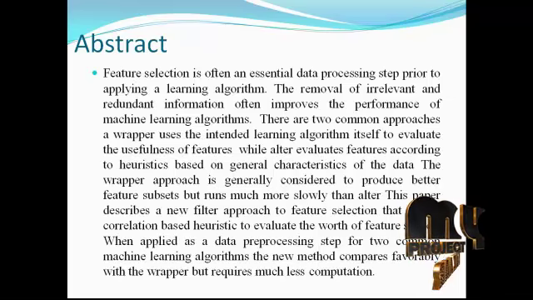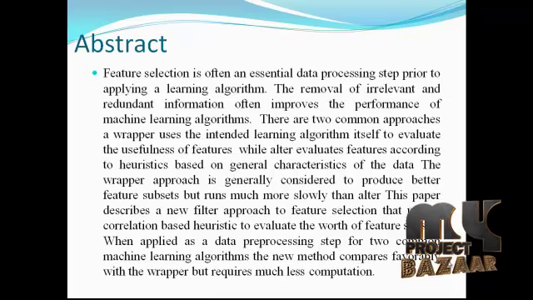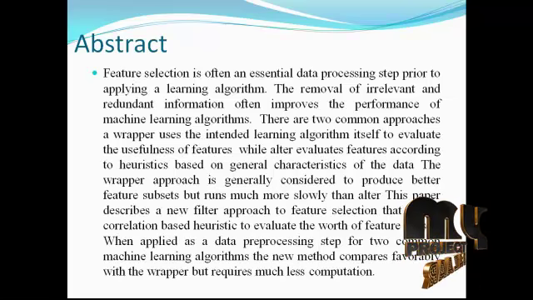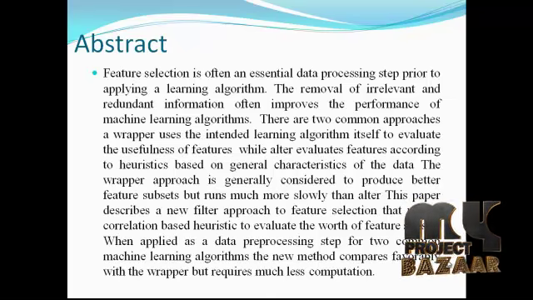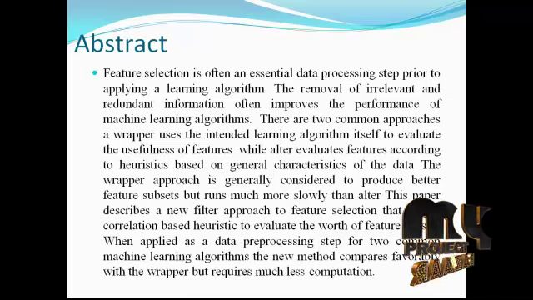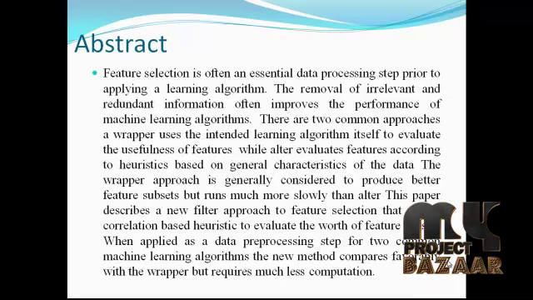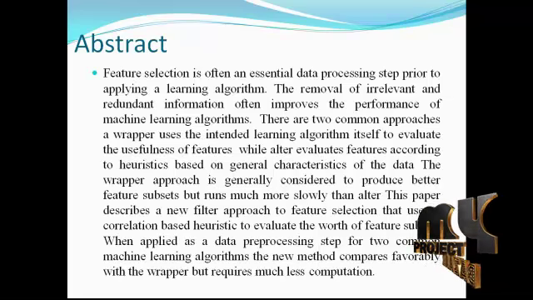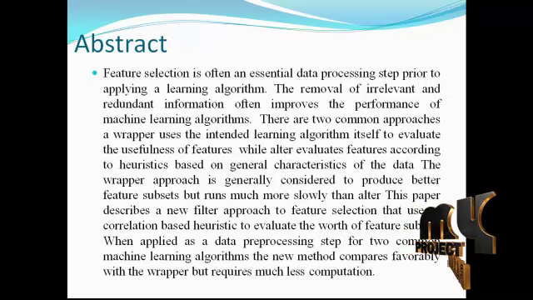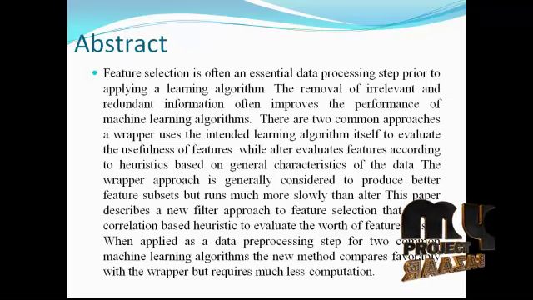There are two common approaches. A wrapper uses the intended learning algorithm itself to evaluate the usefulness of features, while a filter evaluates features according to heuristics based on general characteristics of the data. The wrapper approach is generally considered to produce better feature subsets but runs much more slowly than a filter.